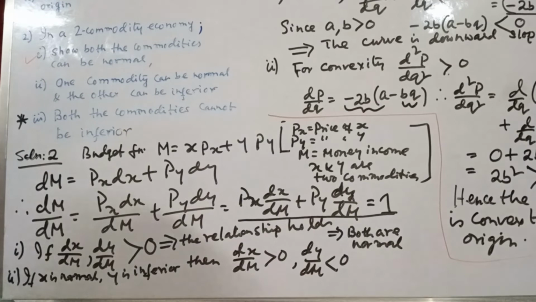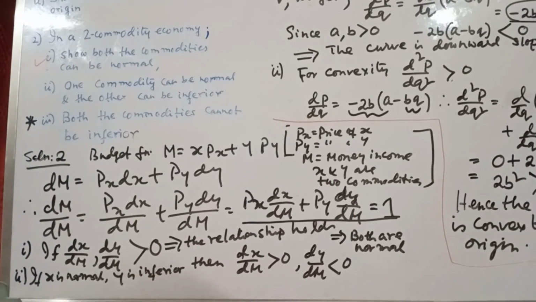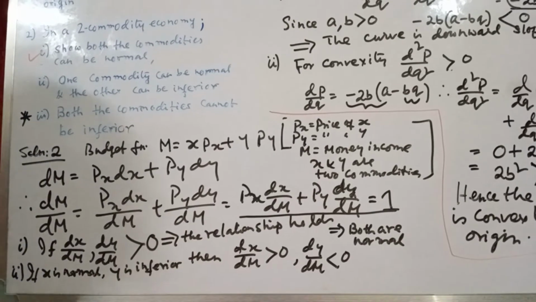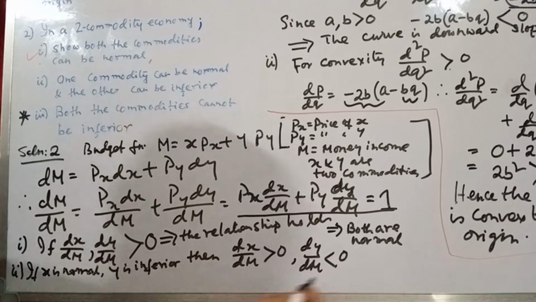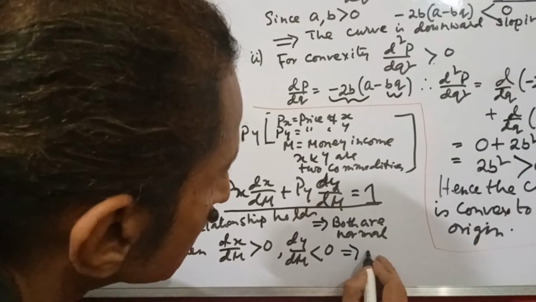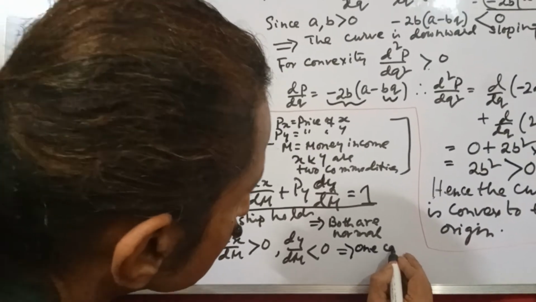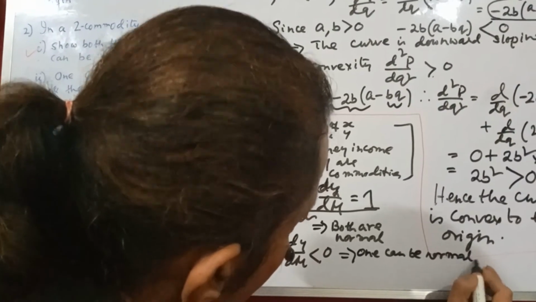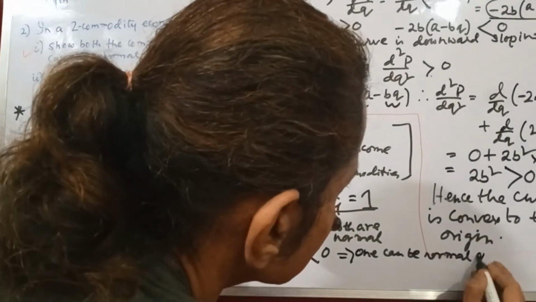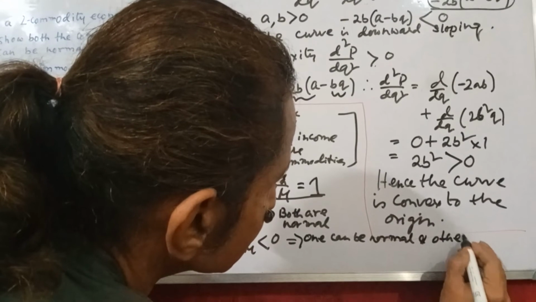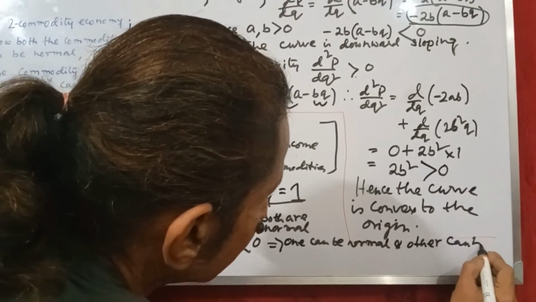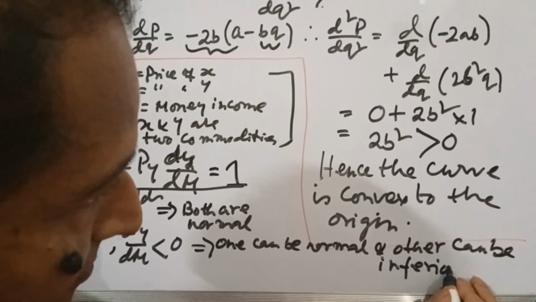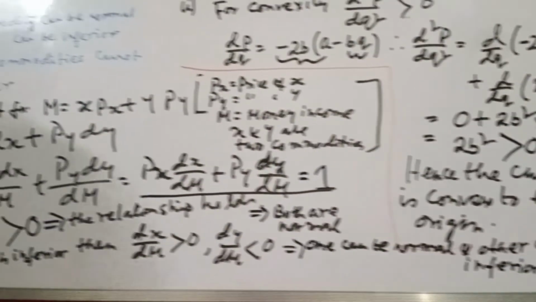That is px dx/dm plus py dy/dm equals 1. Therefore, this means one can be normal and the other can be inferior, right?